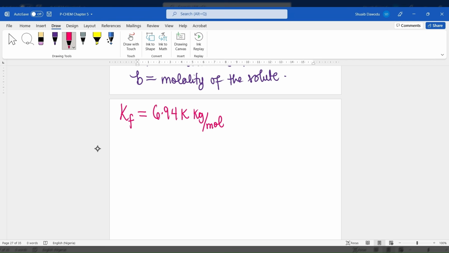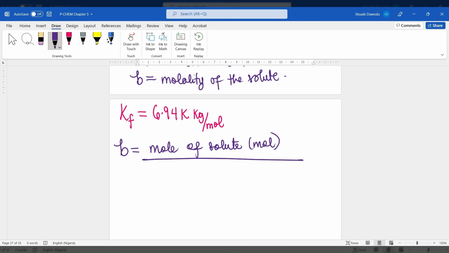So remember from your Gen Chem that b, which is the molality in this particular chapter, is simply the moles of solute. That's the formula for molality: moles of solute in mole, divided by the mass of solvent in kilograms. So if you're asked to find the molality of something, it is simply the mole of the solute divided by the mass of the solvent.